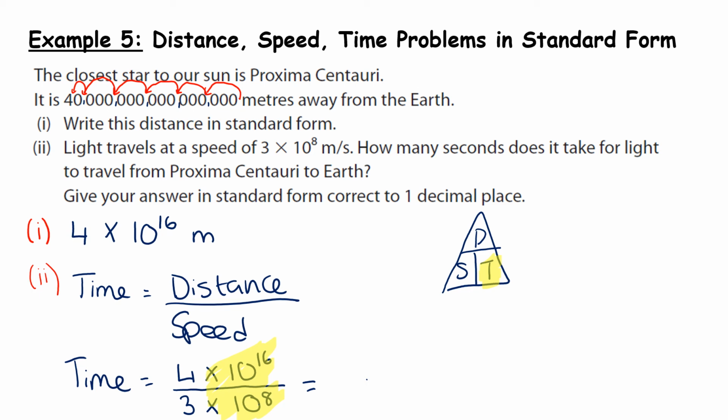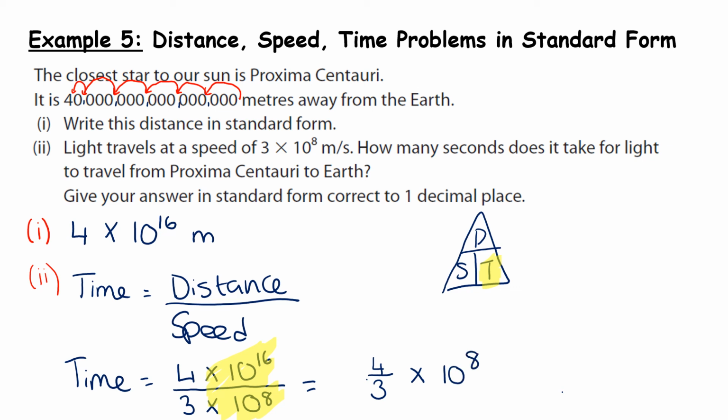So I'm on page 21, and I have something to a power divided by something to a power. This is the second law: a to the power of p over a to the power of q is a to the power of p minus q. So we'll have 10 to the power of 16 minus 8, which will be 10 to the power of 8. So we have 4 over 3 by 10 to the power of 8.